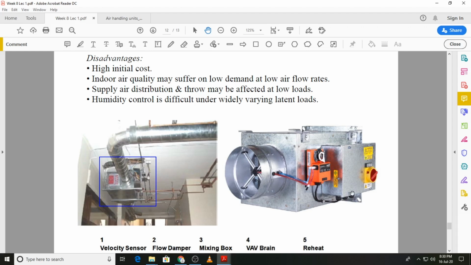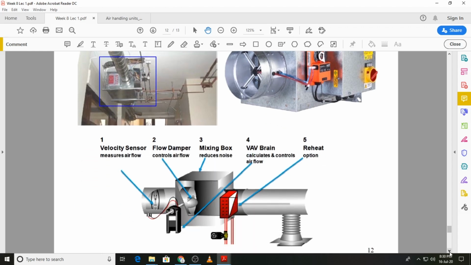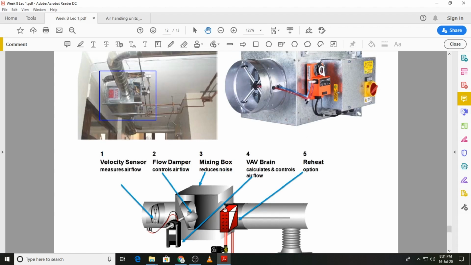This is the control system over here, and we are going to look at a labeled schematic of the same. So you have the velocity sensor, and you have a flow damper, which can open and close to increase or decrease the volume flow rate going into the conditioned space. This box is primarily to reduce the noise as the air passes through this damper. We have the control system over here along with the actuator, and if required, some of these VAV boxes also have a reheat option, although it is not necessary. Sometimes you can do that, but it does not provide too much reheat. It has limited capacity for reheat. This is how we can vary the volume flow rate into the conditioned zone.